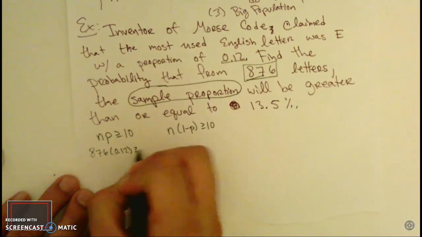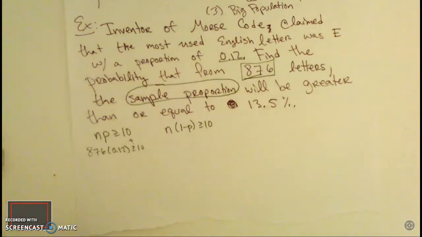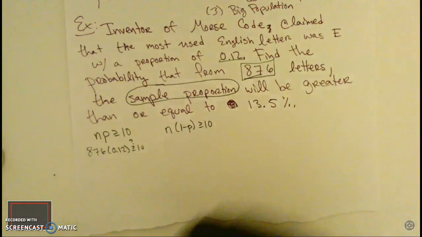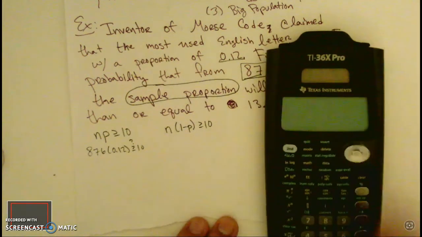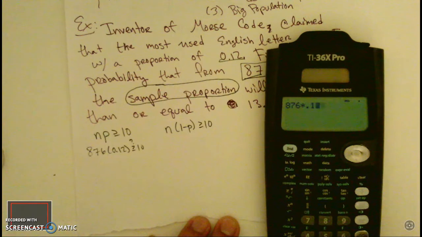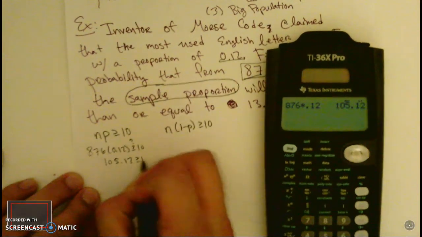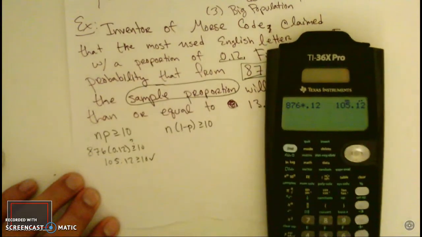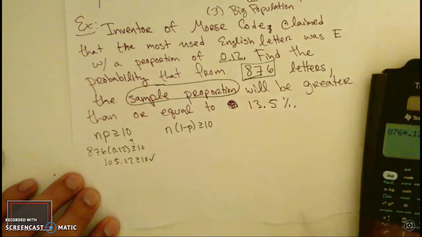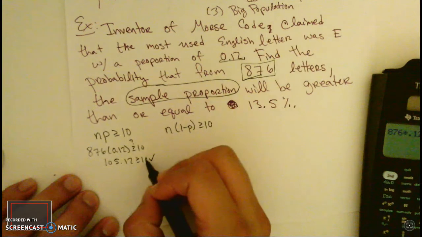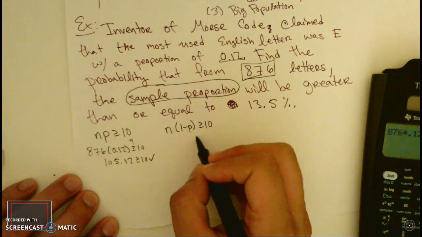So this is going to be 876 times 0.12. Is this greater than or equal to 10? Well, let's find out. I have my calculator right here. 876 times 0.12 gives me 105.12, which is definitely greater than 10. Now let's go ahead and do it for the other one. Even though it satisfied this one, we need to make sure that the number of failures is also there.